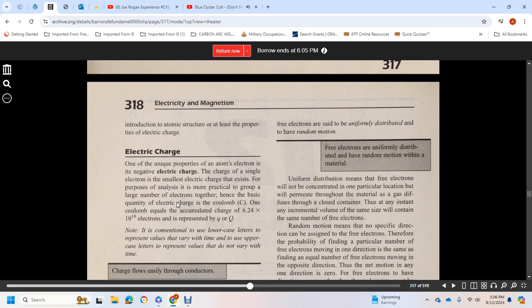Electric charge is a unique property of the atom, with an electron having a negative electrical charge. The charge of an electron is the smallest electrical charge that exists. For the purpose of analysis, we consider a group with a large number of electron charges. Hence, the basic quantity of electron charge is the coulomb. One coulomb equals the accumulated charge of 6.24 times 10 to the 18th electrons, represented as a lowercase q or a capital Q. It is conventional that lowercase letters represent values that vary with time, and uppercase letters represent values that do not vary with time.